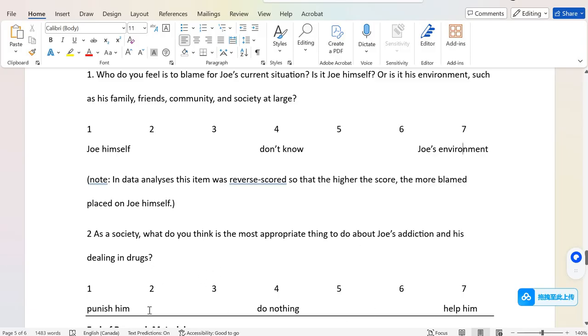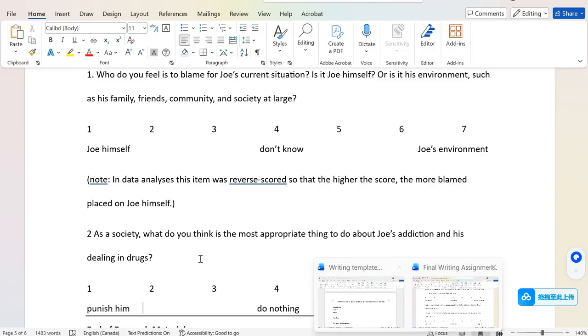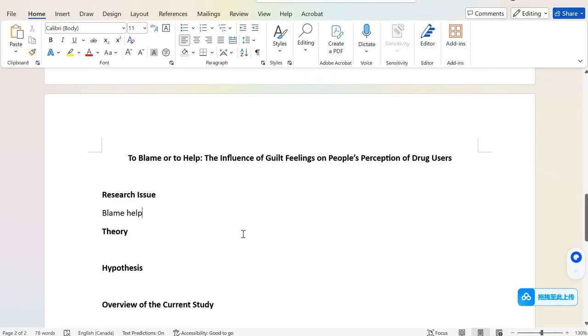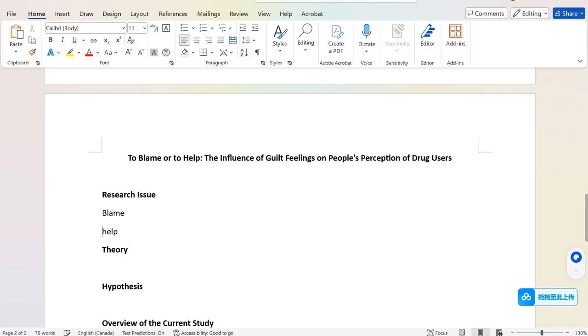And then, do you want to help him or do you want to punish him? Part of the issue is that if you blame a person, maybe you are less willing to help the person. Maybe you're more willing to punish him. There should be a relation between blame and help. And then you should elaborate the concepts a little bit.